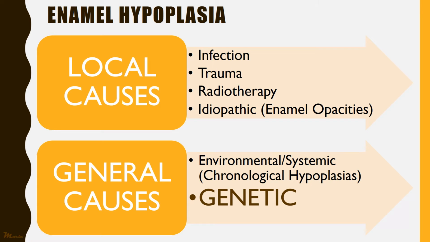Enamel hypoplasia can be caused by broadly local causes as well as general causes. Local causes include local infection in the site of tooth development. Such infection may be because of a previous deciduous tooth which is carious and is showing periapical infection, such that it affects the developing permanent tooth bud.